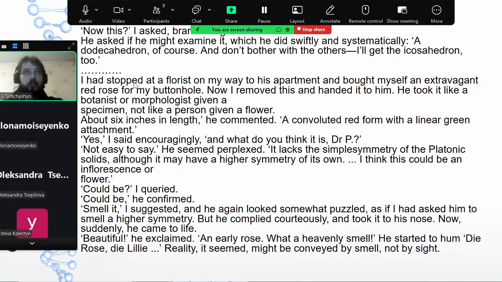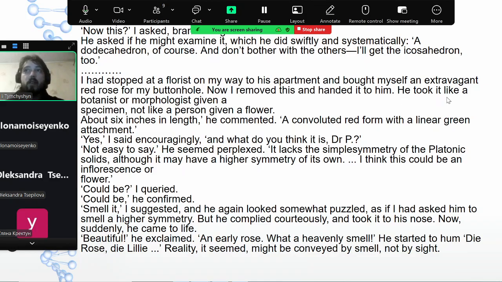Then, after some more tests, there is one more interesting twist. So when Sacks went to this patient, he stopped at a florist, and here is how he writes. "I had stopped at a florist on my way to his apartment and bought myself an extravagant red rose for my buttonhole. Now I removed this and handed it to him." So maybe you remember that old-fashioned wearing of flowers in buttonholes. Never have seen that myself, well, except for some movies.